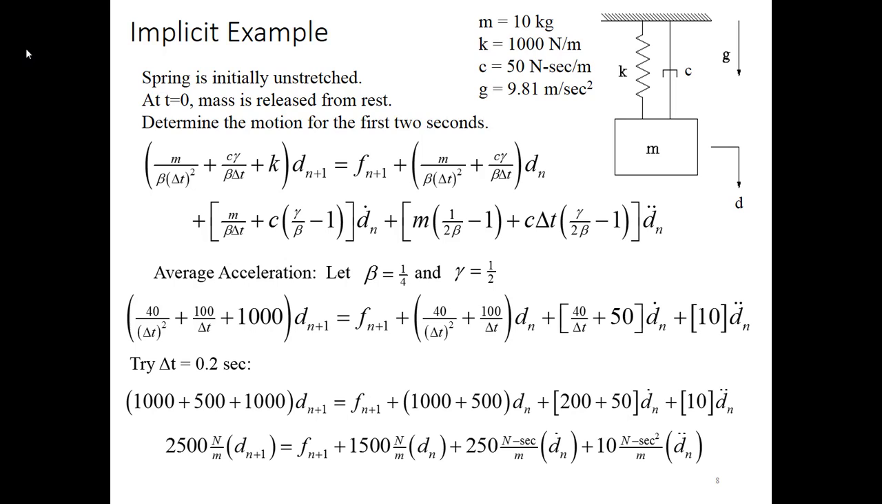Put in the variables, the units for each one of those, because I've been tracking them but I haven't put them on the screen. We've got 2,500 newtons per meter times d_{n+1} is equal to F_{n+1}, which again is the gravitational force. Then I've got 1,500 newtons per meter times d_n plus 250 newton seconds per meter times d_n dot plus 10 newton seconds squared per meter times d_n double dot. So that's the formula that I'm going to need to solve at each time step for d_{n+1}.